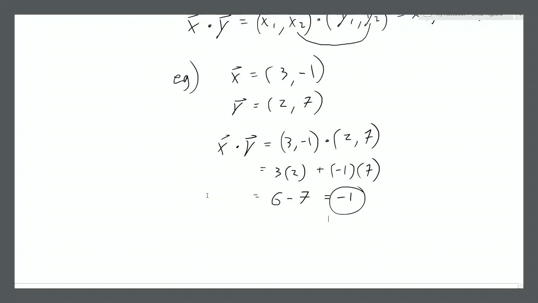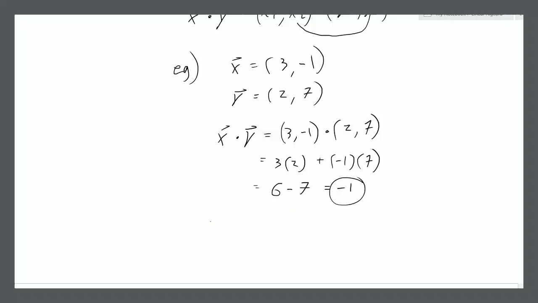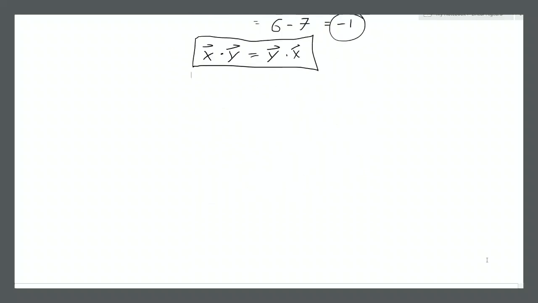And since multiplication and addition can be done in any order, the dot product can also be done in any order. So x dot y is equal to y dot x, for any vectors x and y. Now, this example was in 2 dimensions. Generally speaking, if we were to write this for the general case, x dot y is equal to x1 y1 plus x2 y2 plus x3 y3 plus and so on up to xn yn, where n is whatever number of dimensions you have.